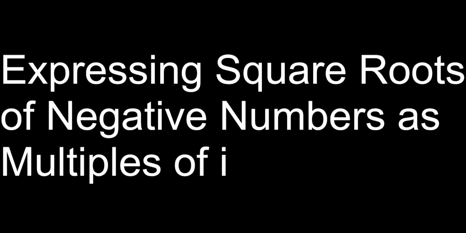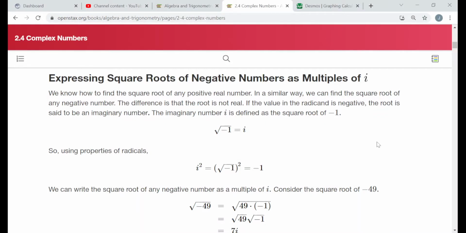Hello everyone. The title of this video is Expressing Square Roots of Negative Numbers as Multiples of I. Every example I'm going to be doing in this video is taken directly from a free online textbook at openstax.org. I'm in their Algebra and Trigonometry text, section 2.4, titled Complex Numbers. And I'm working under the heading Expressing Square Roots of Negative Numbers as Multiples of I.